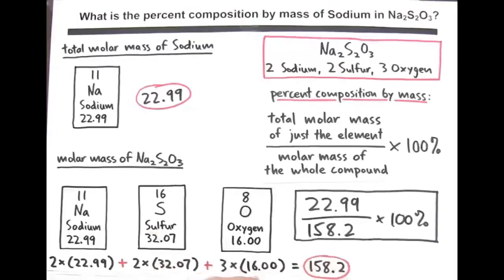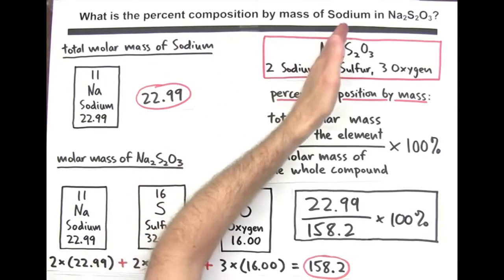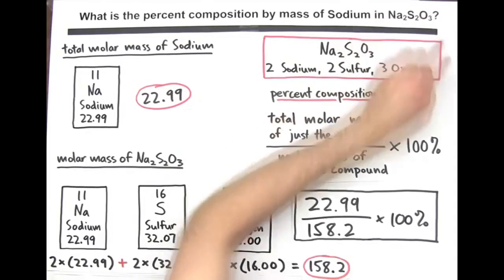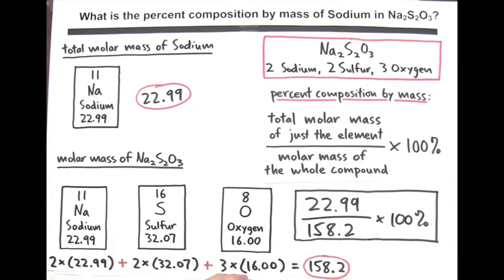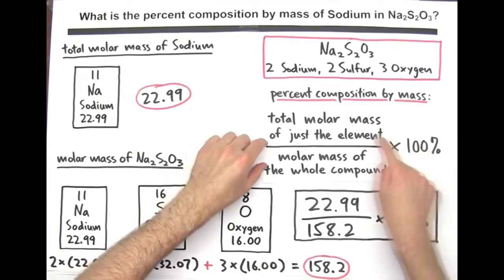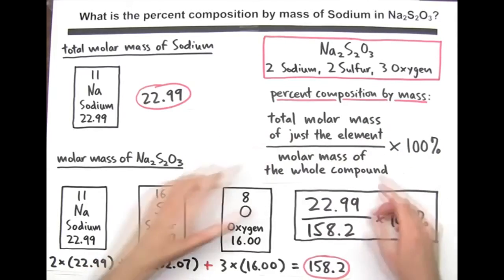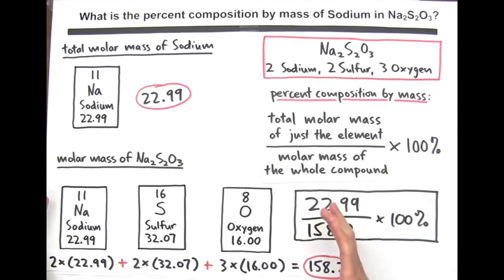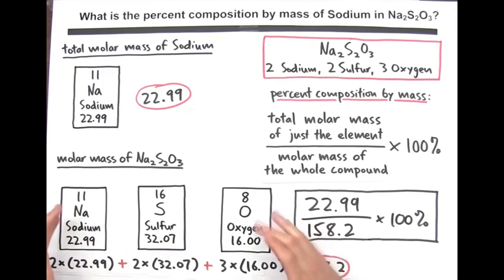I want to talk about 2 super common mistakes with percent composition so that you won't make them. Here's an example of the first mistake. I'm solving for the percent composition by mass of sodium in Na2S2O3, and I'm intentionally making a mistake here. So here's my formula for percent composition by mass. I want to get a number for the top of the fraction and a bottom of the fraction. Here's my calculation for the molar mass of the compound, where I'm adding up the molar masses of the different elements that make it up.